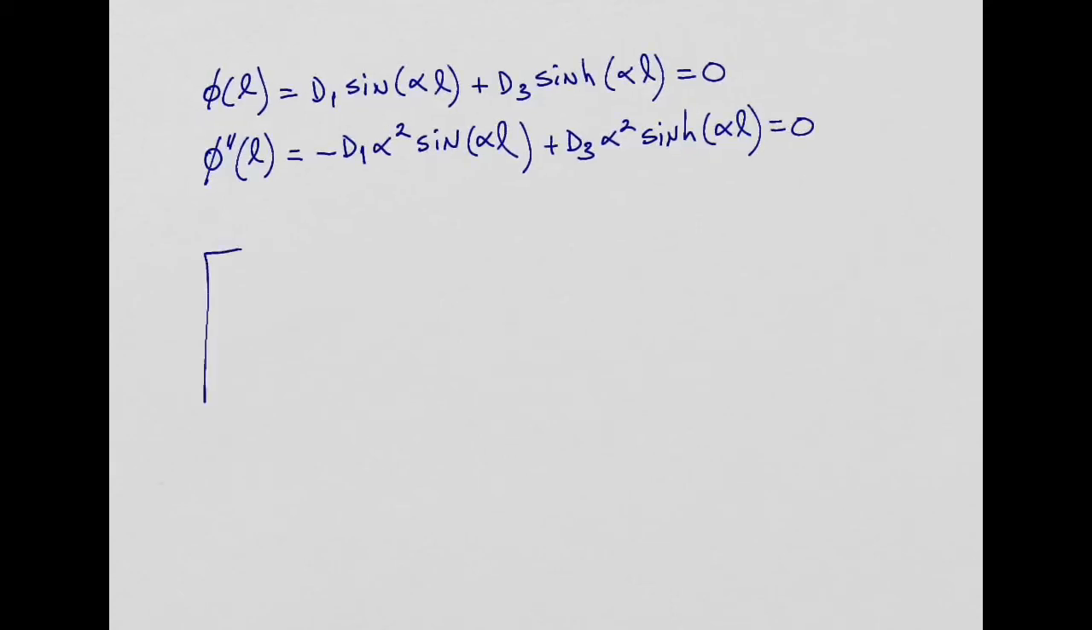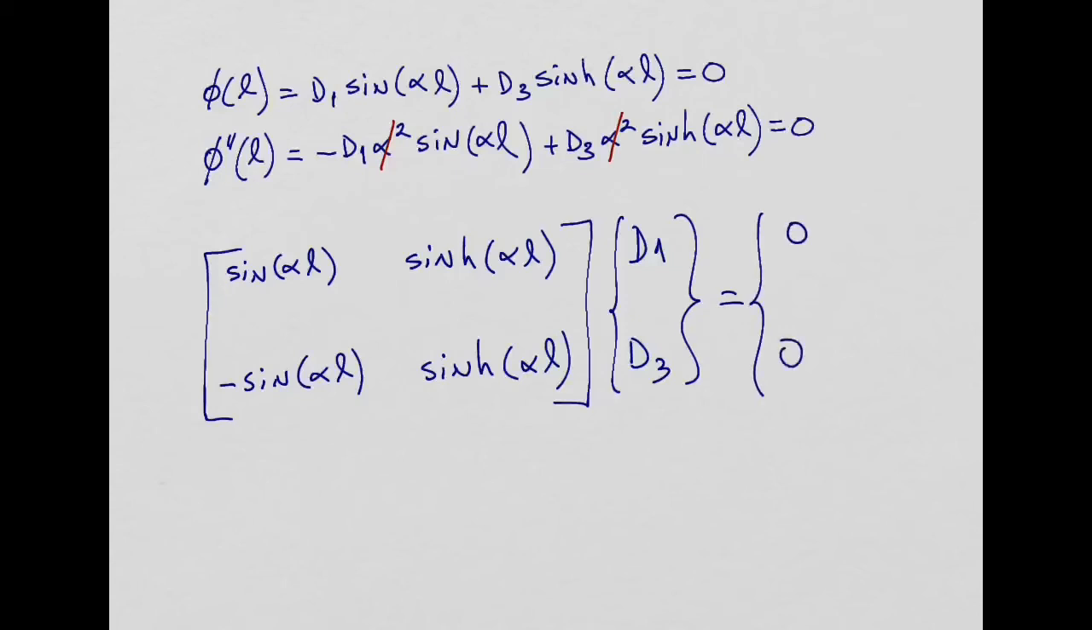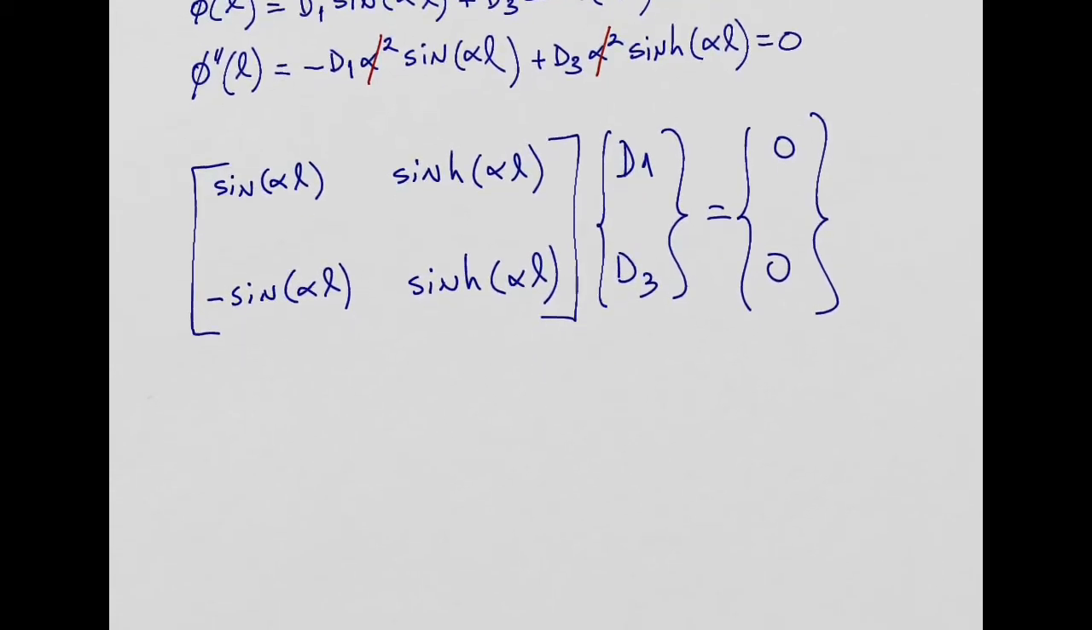Look, I'm going to put this in a matrix form like this, where I will have here sine of alpha L, hyperbolic sine of alpha L. Below, before I do that, this alpha square I can cancel in this equation, so I will have minus sine of alpha L, and here hyperbolic sine of alpha L, and this matrix will multiply my D1 and D3, which are my unknowns, and this needs to be equal to 0. We have here now a homogeneous system of equations.